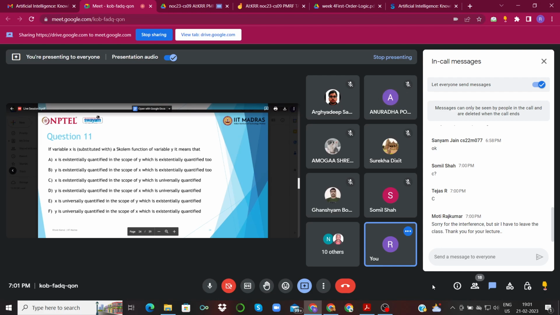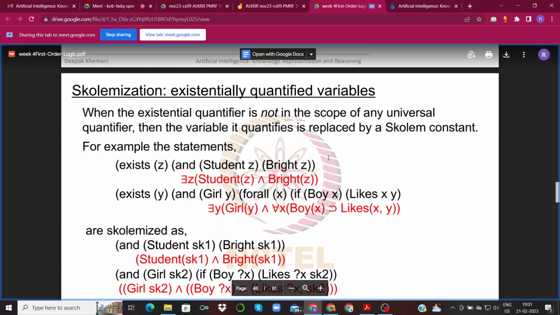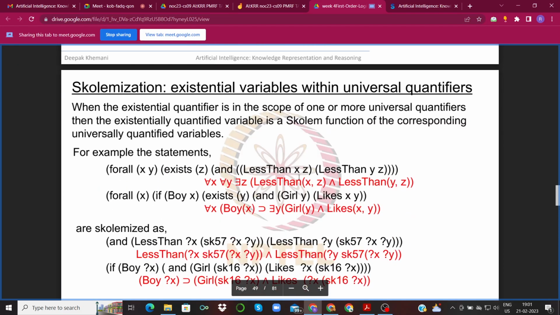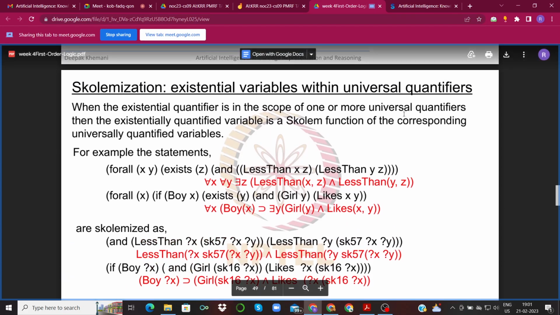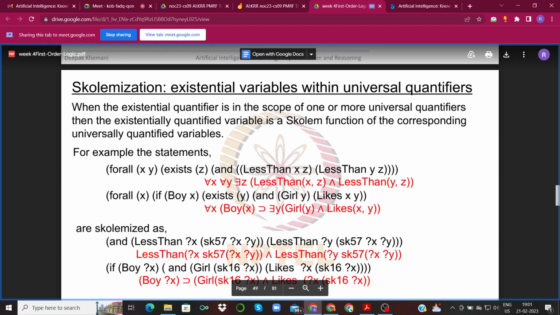Okay, let's just quickly go over to the lecture slides. So Skolem constant was, right, initially we saw when the existential quantifier is not in the scope of any universal quantifier, okay, then we can replace it with a Skolem constant. But what if the existential quantifier is in the scope of a universal quantifier, right? So when the existential quantifier is in the scope of one or more universal quantifiers, then the existentially quantified variable is a Skolem function of the corresponding universally quantified variables, okay?